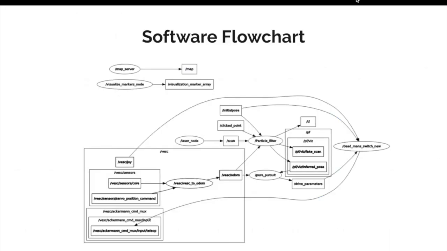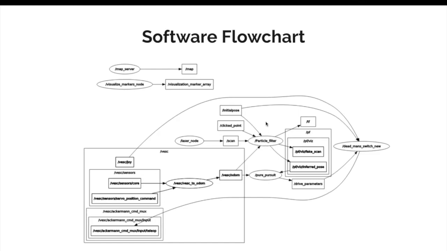Here's our software flow chart. And really, this is encompassing all the programs and data that's used for autonomous driving. So just for an example, here we can see this particle filter node. So really, this is just our program. It's our particle filter program.